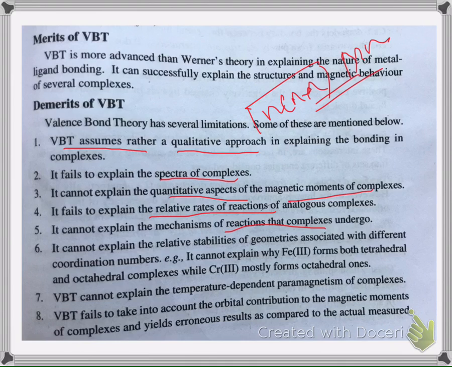And temperature dependent paramagnetism is an important parameter for complexes, but this theory failed to explain temperature dependent paramagnetism, and it failed to take into account the orbital contribution to magnetic moment. These are the major drawbacks of valence bond theory. In order to overcome the limitations of this theory, we have some other theories also that we can discuss in the next class.